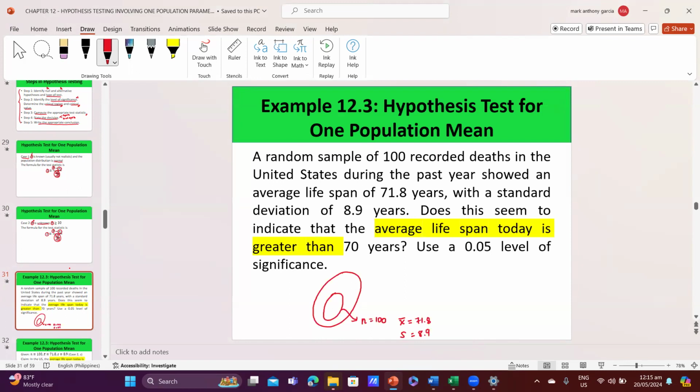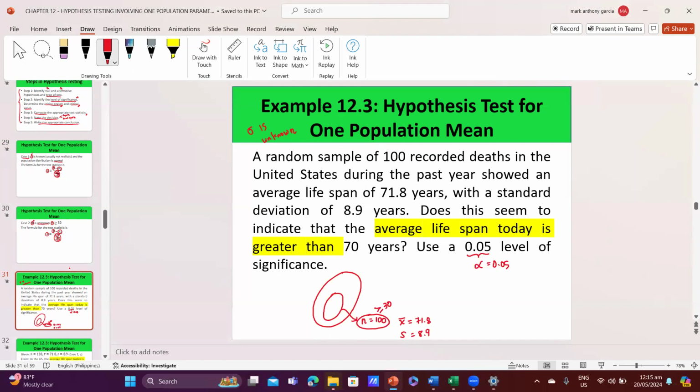Now, since the population standard deviation is unknown, then we say that this is case number 2 because the sample size is 100, which is greater than or equal to 30. Now, our level of significance is alpha equals 0.05.